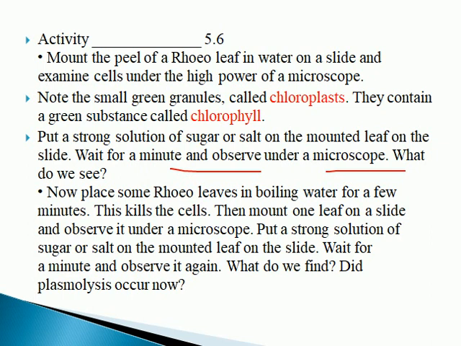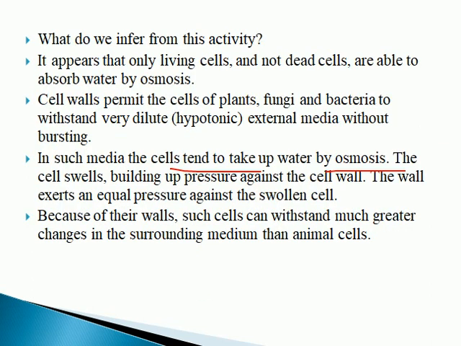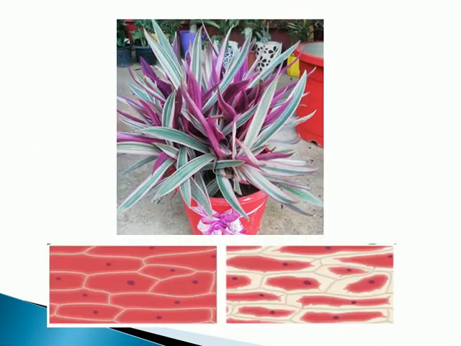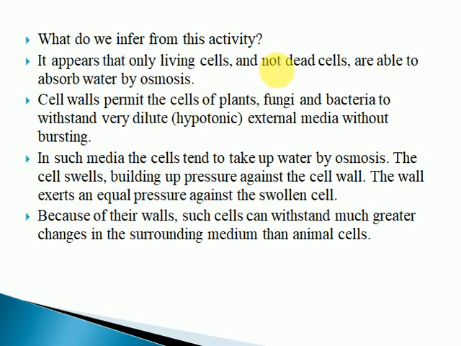Okay, so now let's come to the next point. What do we infer from this activity? From this activity that I told you just now, if you keep the cell in hypertonic solution, then shrinkage of the protoplasm will take place. That means plasmolysis is occurring here. It appears that only living cells and not the dead cells are able to absorb water by osmosis.